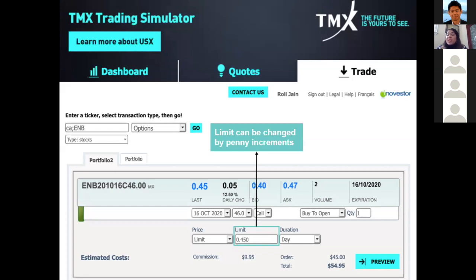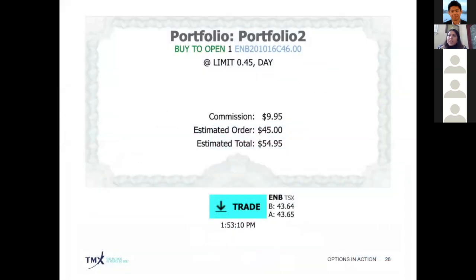And here we're going to put in a limit price of 45 cents. You are subject to transaction costs here. For this purpose, it's $9.95. I think I pay way more than that. And so here, the total order is $54.95. And you execute it. Hopefully you get filled.